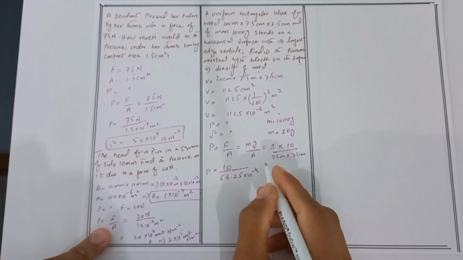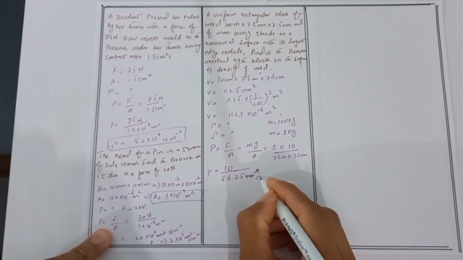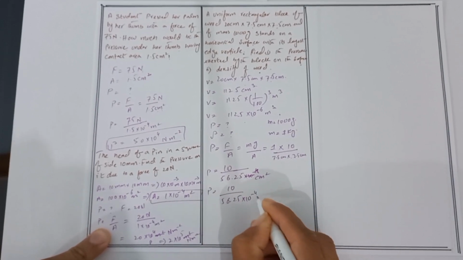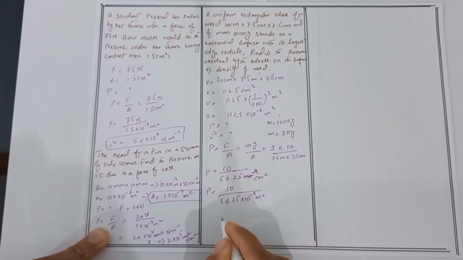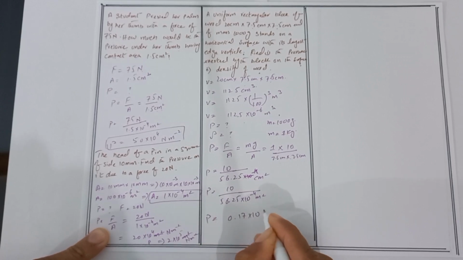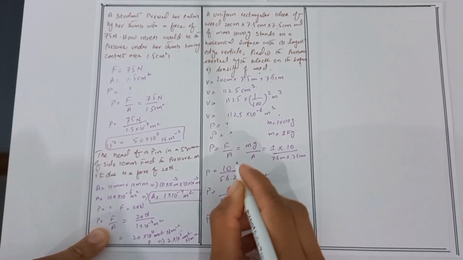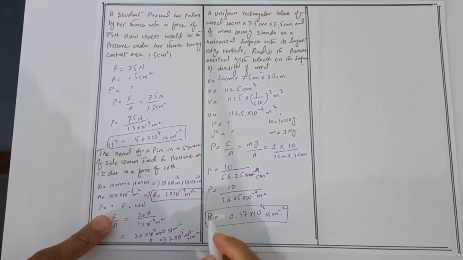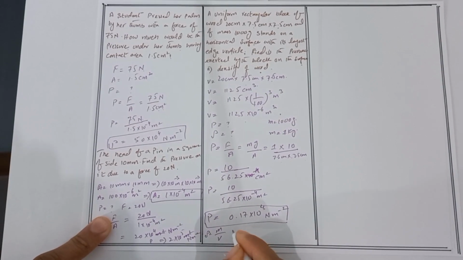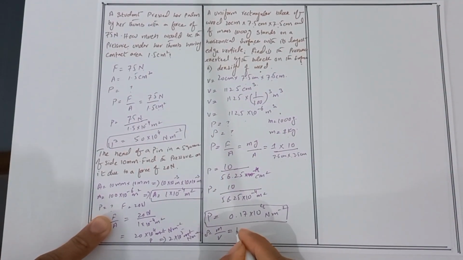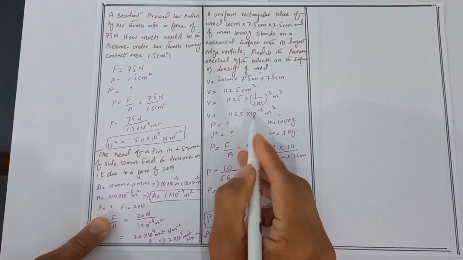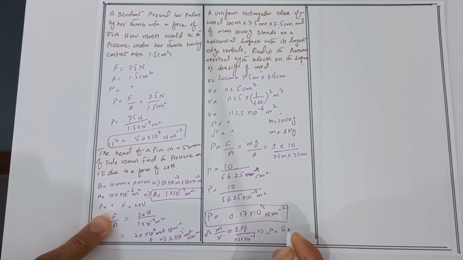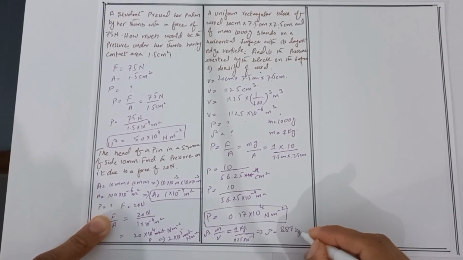We get 56.25 centimeter square. When we convert it to meter square, it is 56.25 × 10 to the power minus 4 meter square. So the answer is 0.17 × 10 to the power 4 Newton per meter square. This is the pressure. Now we calculate the density. Density formula is mass per unit volume. Mass is given as 1 kg, and volume is 1125 × 10 to the power minus 6. So density is equal to 889 kg per meter cube.